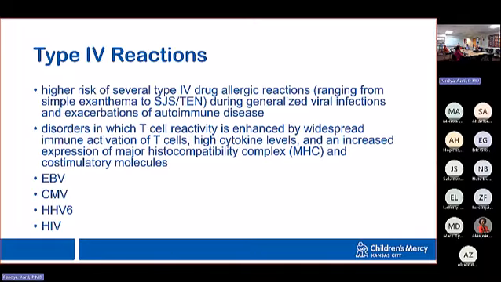Now we're going to type 4 reactions. Here we have a higher risk of several type 4 drug allergic reactions, ranging from simple exanthem to SJS-TEN, during generalized viral infections and exacerbation of autoimmune diseases. Disorders in which T cell reactivity is enhanced by widespread immune activation of T cells is something to take into consideration, as well as high cytokine levels, increased expression of MHC and co-stimulatory molecules. These are also infections that are important implicators for us to consider.